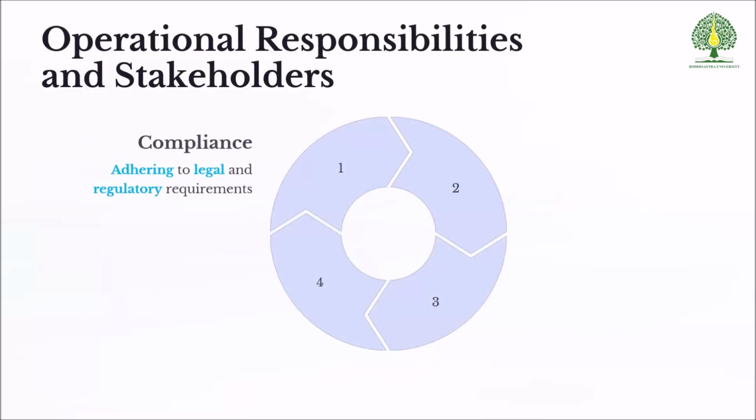So what are the operational responsibilities and stakeholders? Of course, the board does not get involved in the operational work of the executive management, but the board needs to oversee and have close oversight on the operation of the management. The board has the responsibility to make sure that the management of the company, the executives, comply with and adhere to legal and regulatory requirements.